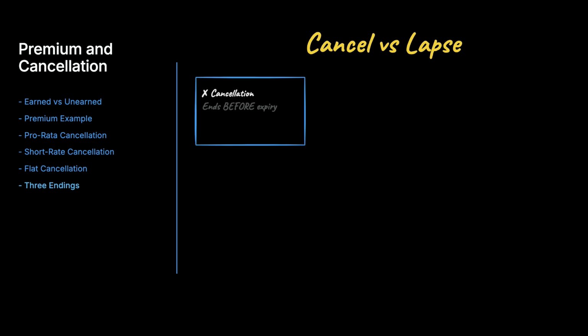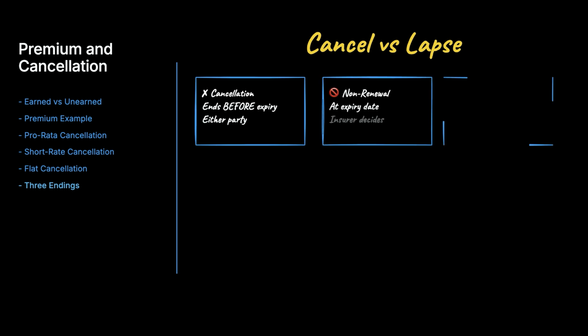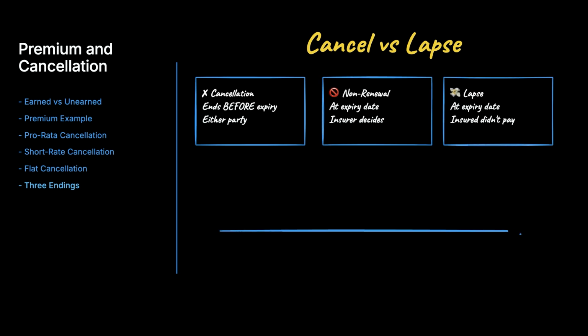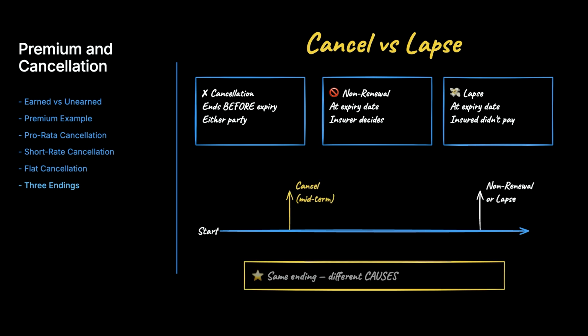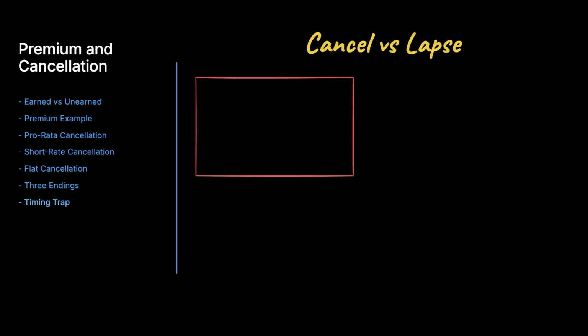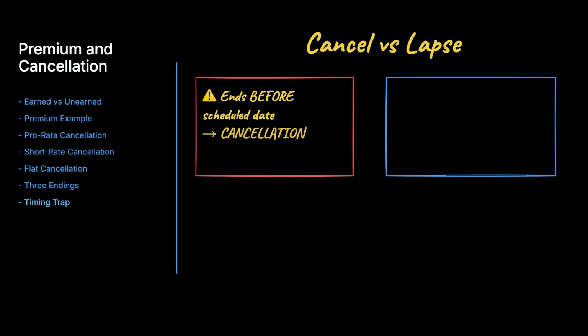Now, separate three terms students constantly confuse. Cancellation ends a policy before its scheduled expiration date, and either party may do it. Non-renewal is the insurer's decision not to continue coverage when the term naturally expires. A lapse happens when the policy ends at expiration because the insured failed to pay the renewal premium. Same ending, different causes. Here is the exam tip that prevents the classic mistake.